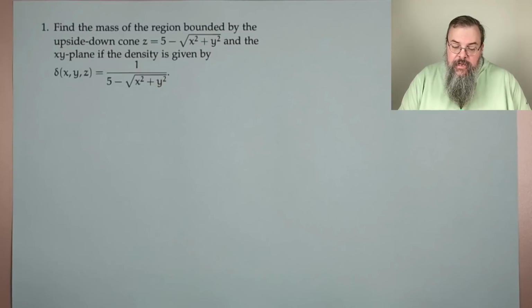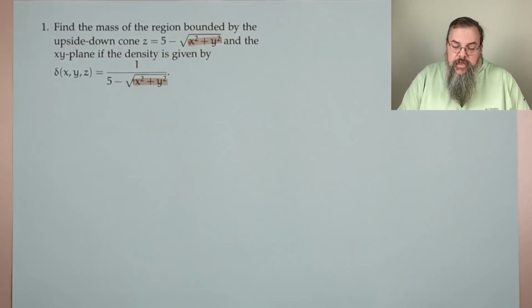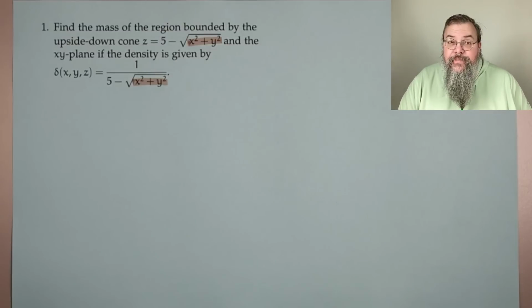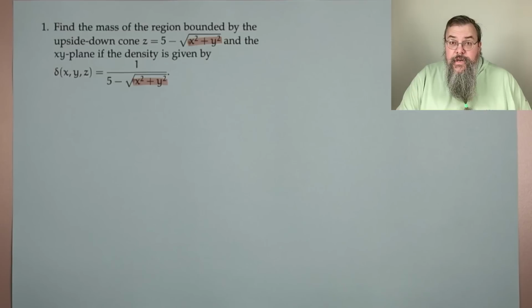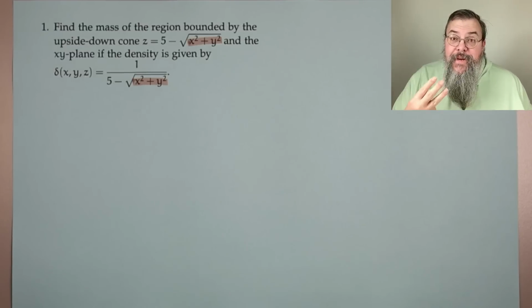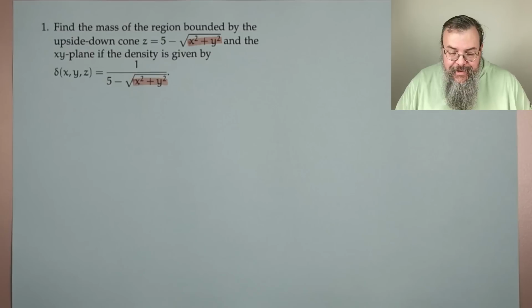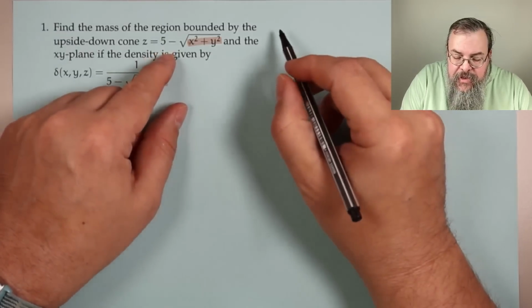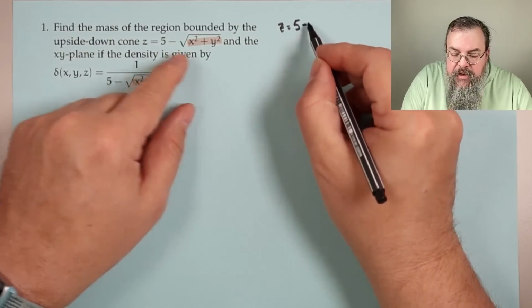Now, one thing that I notice is I see lots of x squared plus y squared, and we're in 3 dimensions. And when I see x squared plus y squared, if I was in 2 dimensions, I'd say polar. But because we're in 3 dimensions, we say cylindrical, right? So let's think of this in terms of cylindrical coordinates. Here we're thinking of z is 5 minus r.